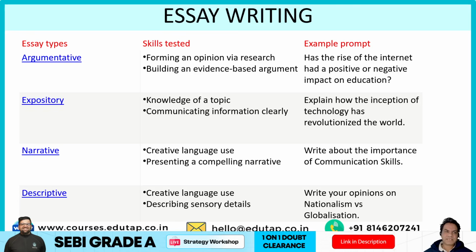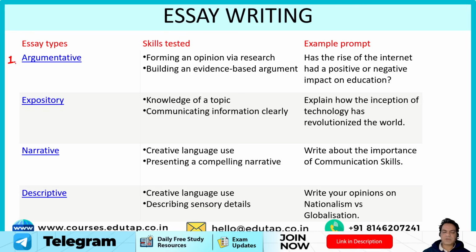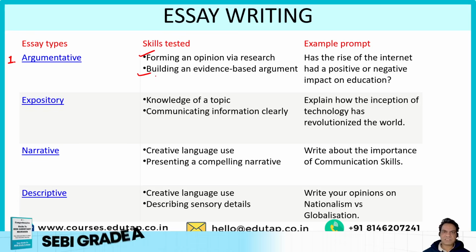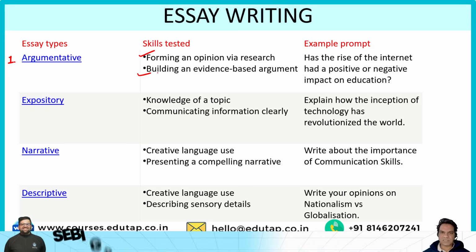Right. Now guys, how many types of essays are there? Actually, there are four types of essays that we face in the exam. Number one is argumentative. What is argumentative? Where you have to argue both sides of the topic. So you have to form an opinion via research and you have to build an evidence based argument. So you have to talk about both sides of the topic, benefits and challenges, pros and cons, goods and bads, boon or bane, right? So these topics are called argumentative, where you have to argue both sides.